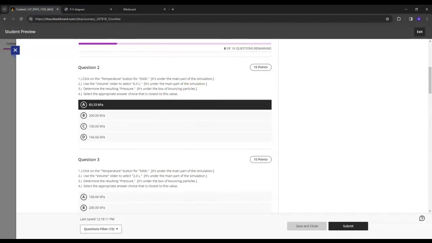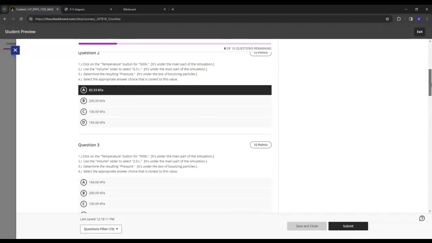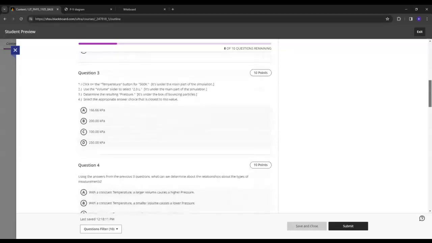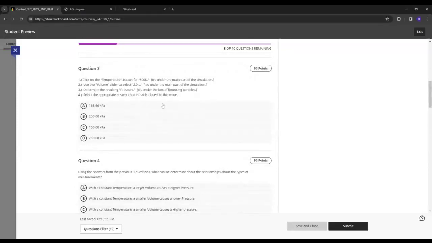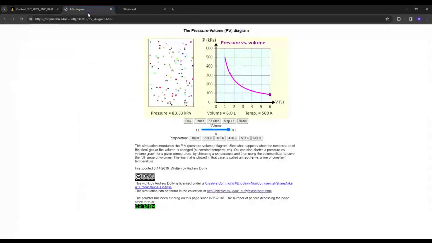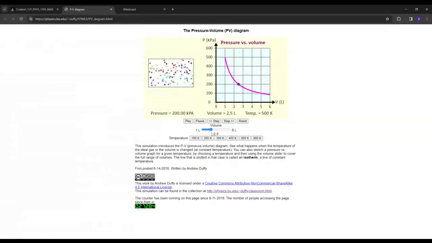Okay, then question 3 is going to have us do basically the same thing, but take it in the opposite direction. So in this case, if I'm going to decrease the volume, I've got the isotherm here. Again, I could technically sketch out on the line and see where that's going to go, but let's just adjust it and see what it looks like.